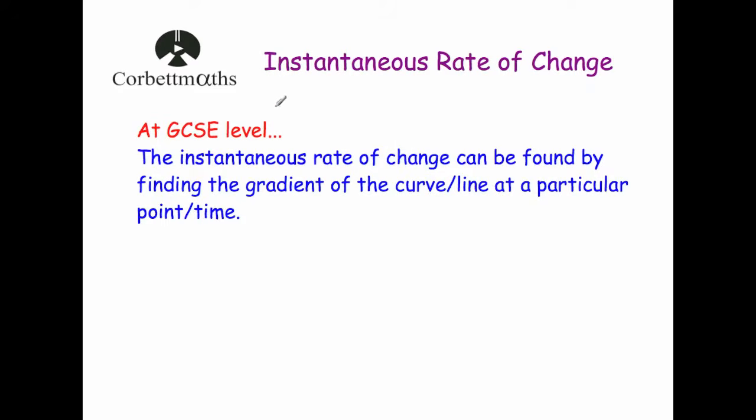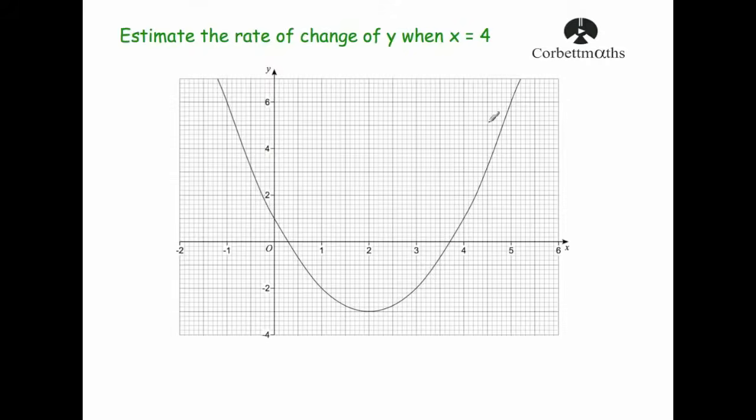Now at GCSE level, we find the instantaneous rate of change by finding the gradient of a curve or line at that particular point or time. At A level, we use a topic called calculus, but at GCSE level, we'll just find the gradient of the curve or line at that point, and then that will be the instantaneous rate of change. So let's have a look at our first example.